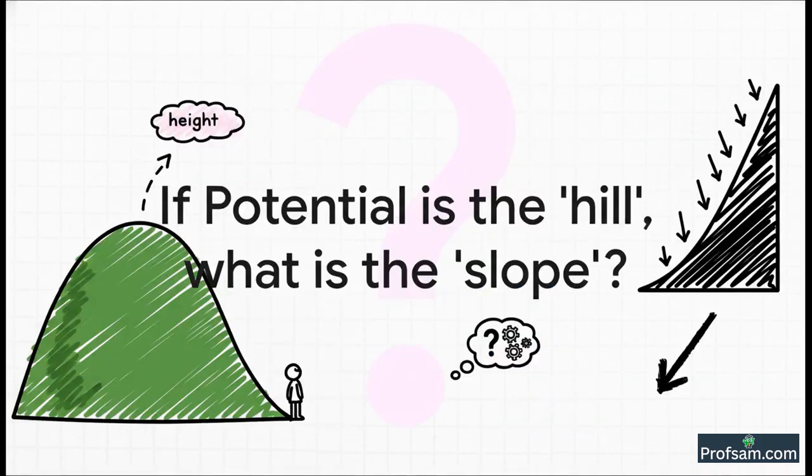Got it? And I'll leave you with a question to chew on. We said that potential is like the height of the hill. So what do you think the slope of that hill represents in our world of electricity? Have a think about that.